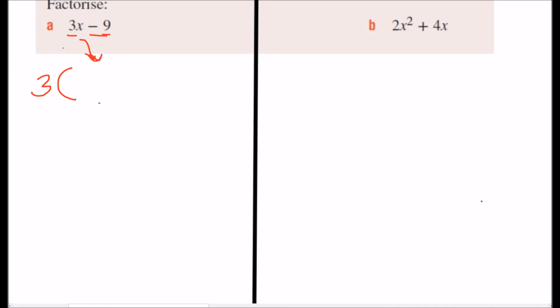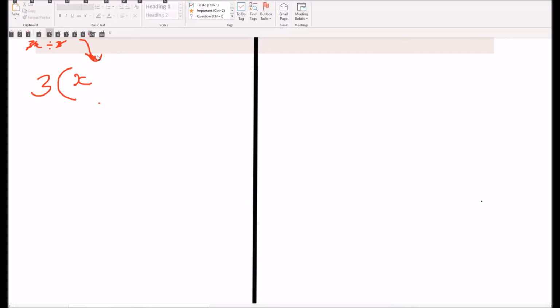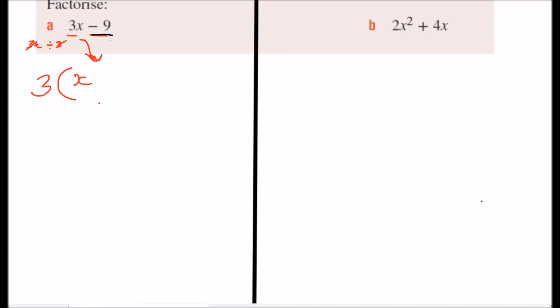so that first one there is going to be x. So 3x divided by 3, the 3s cancel out. You're left with x. And the next one is negative 9 divided by 3. Well, if you think about it, 3 goes into negative 9 3 times. So all you're left with is negative 3. Okay, so 3 times x minus 3 is the factorized form of this.